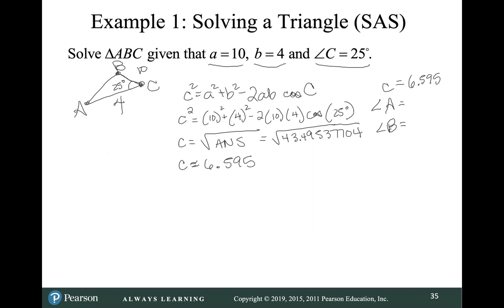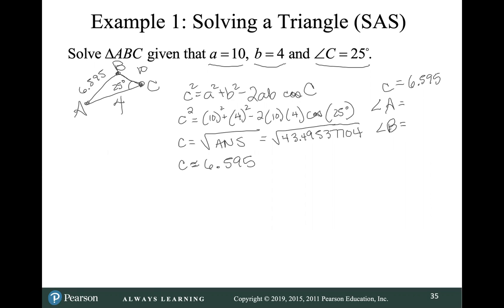Okay, so that is our value for C. Now we want to find our angles. So now that we have a value for C, technically we could use law of sines. However, we would have to use the estimated value for C. So when you don't have to, we try not to.